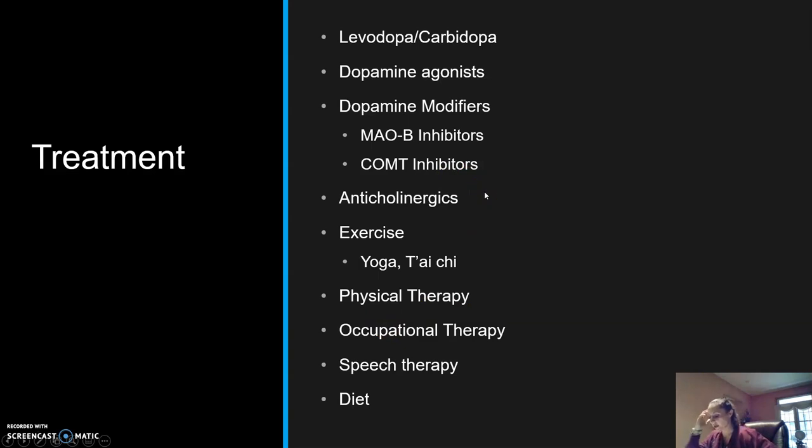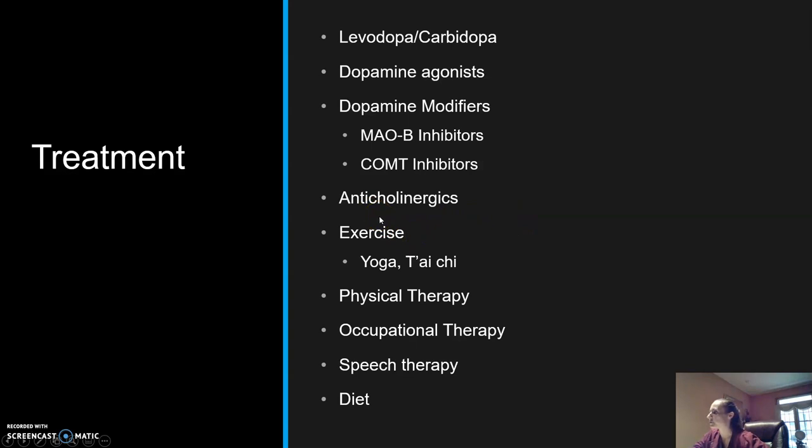So dopamine agonists extend the availability of dopamine in the brain, so it kind of gives us more bang for our buck with whatever we have there. The dopamine modifiers, like MAO-B inhibitors and COMT inhibitors, allow us to extend the period of time before we have to give carbidopa and levodopa. So you may see somebody start out on these two and then move to carbidopa, levodopa.